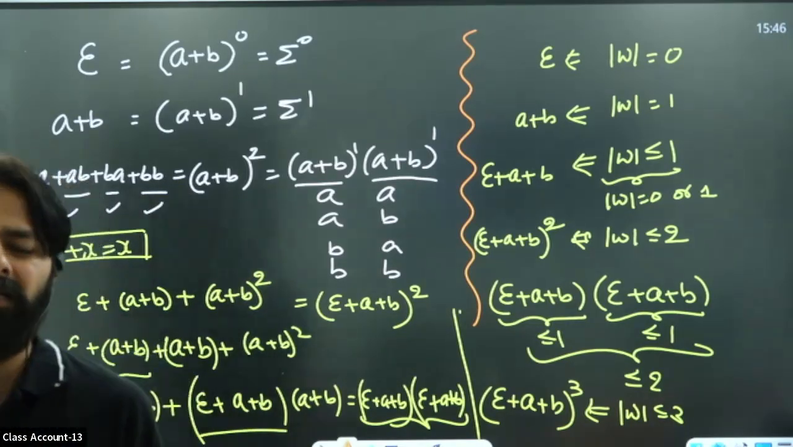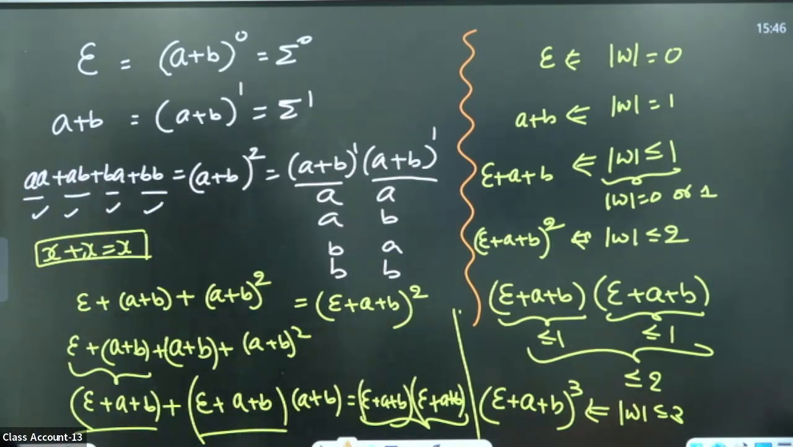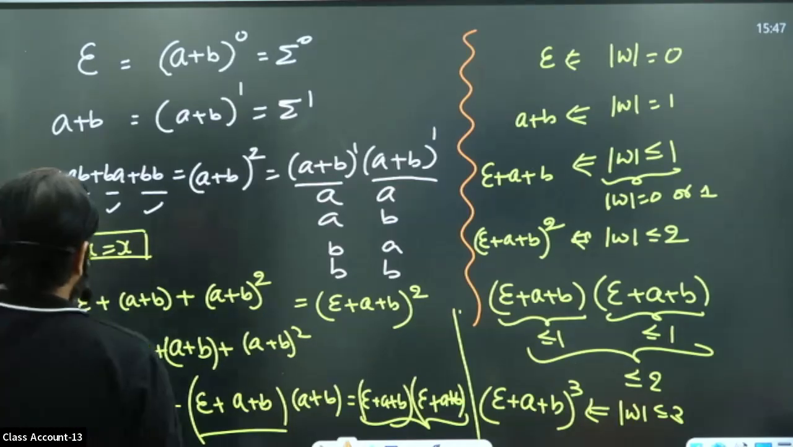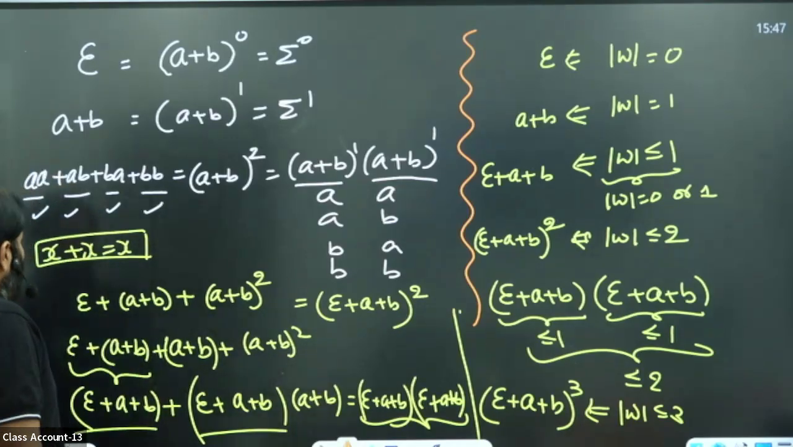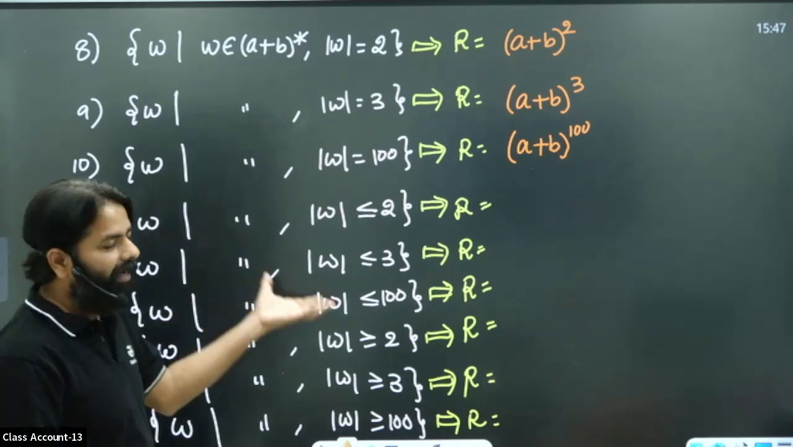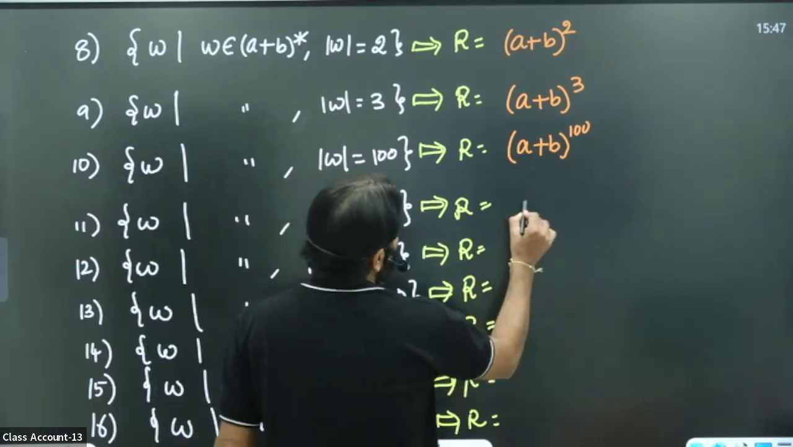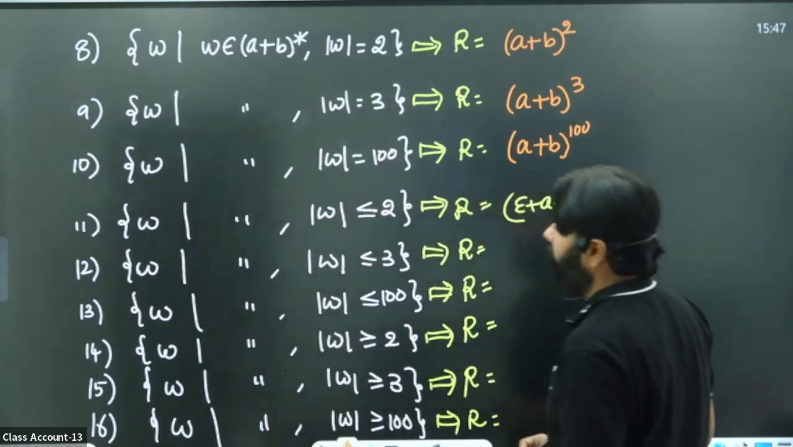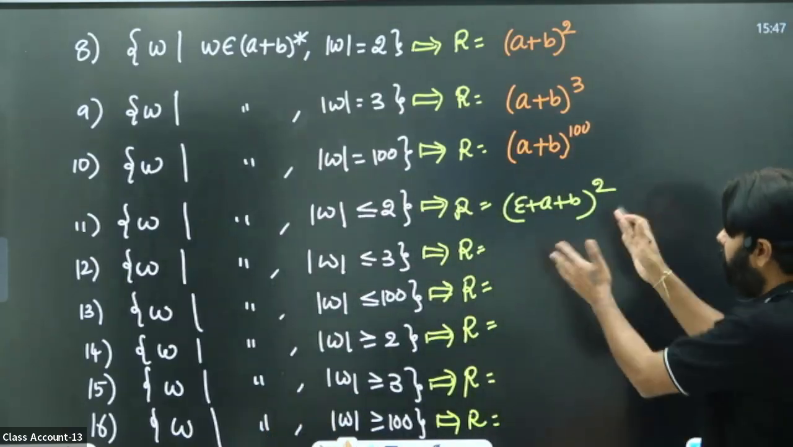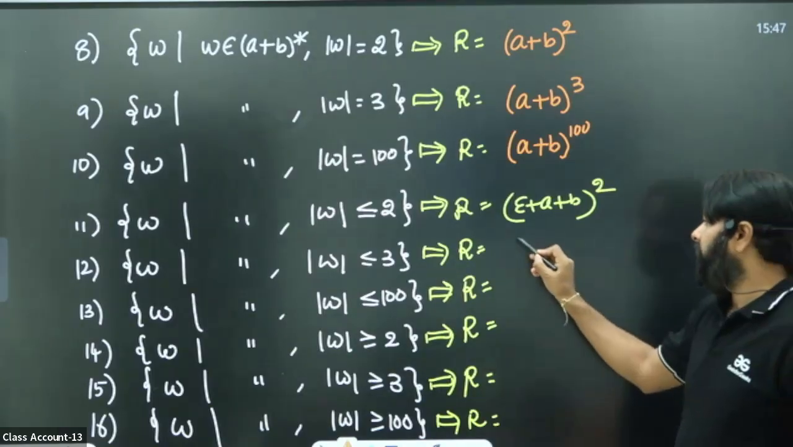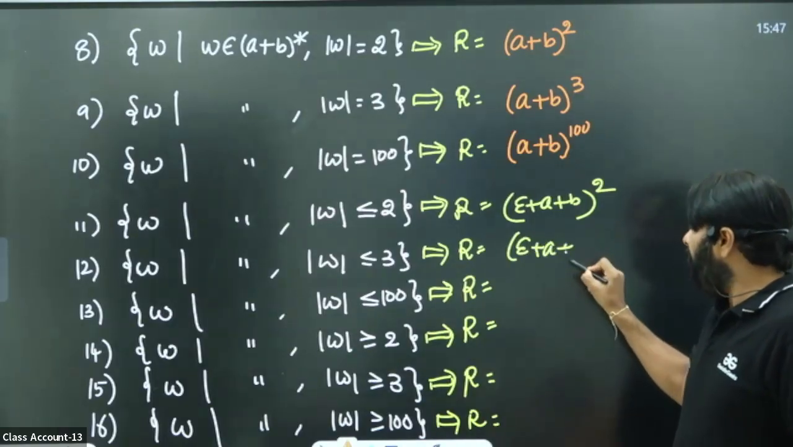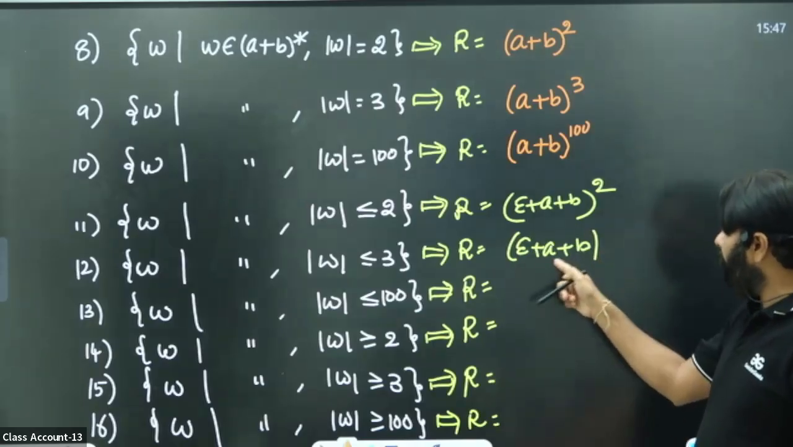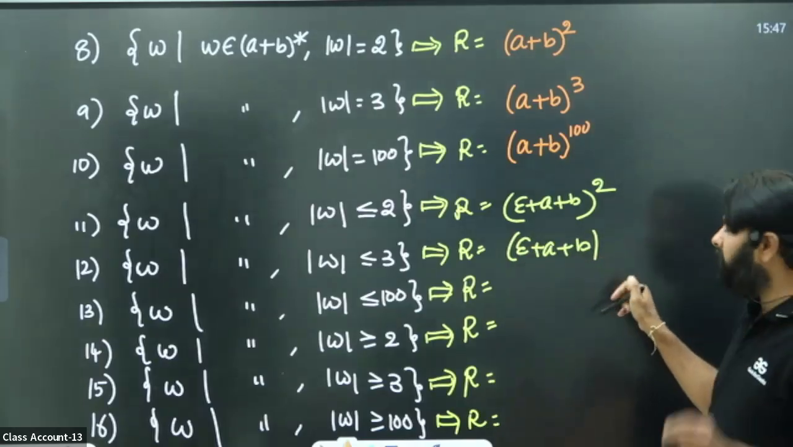Proving is not necessary, understanding is important. Everyone got it? Don't try to prove it. It's the beginning, so you may try, but later do not try to prove, as you will have less time in the exam. This one is epsilon plus a plus b whole square. Easy to write. If you want to write all the lengths, 0 length, 1 length, 2 length, it will take much time. And order doesn't matter. Epsilon you can put in the middle or last, but these 3 types of strings are there.